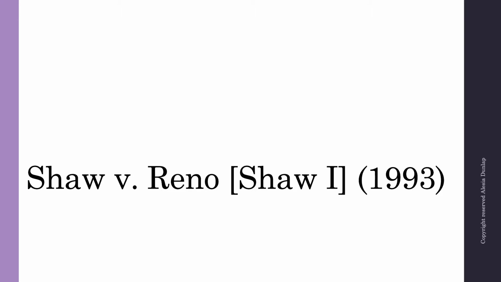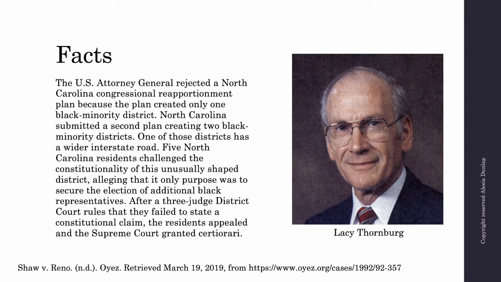So, on to the next Supreme Court case, a more recent one, which is Shaw v. Reno, also known as Shaw 1, in 1993. The facts of this case are that the United States Attorney General rejected a North Carolina congressional reapportionment plan because the plan created only one black minority district. North Carolina submitted a second plan creating 2 black minority districts.